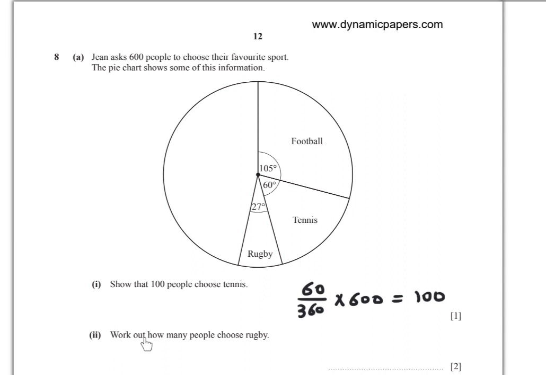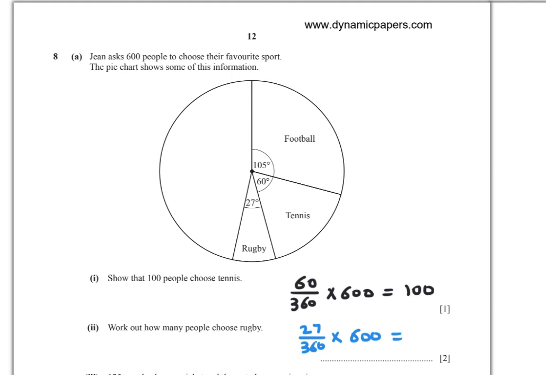(ii) Work out how many people chose rugby. The angle is 27, so to find how many, 27 over 360 times the total 600 equals 45.